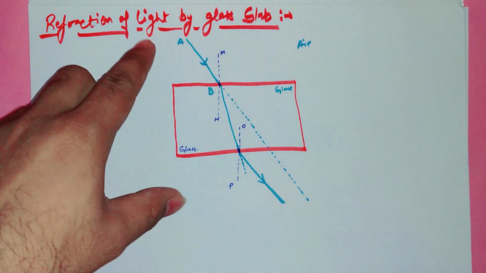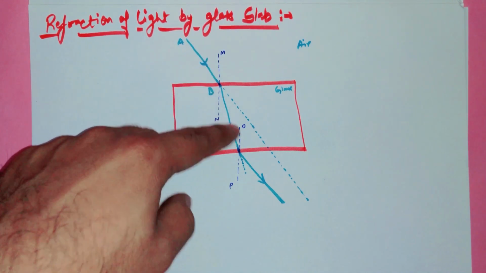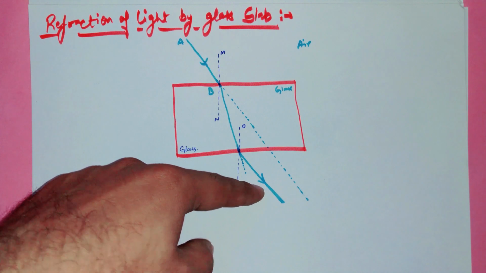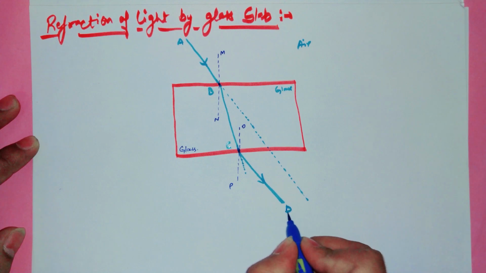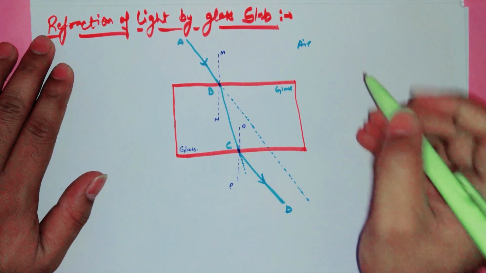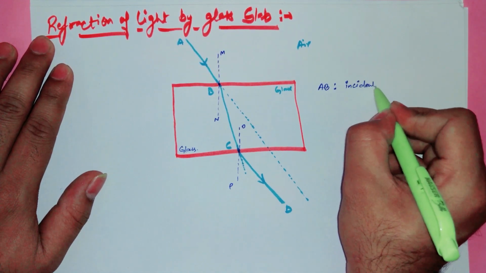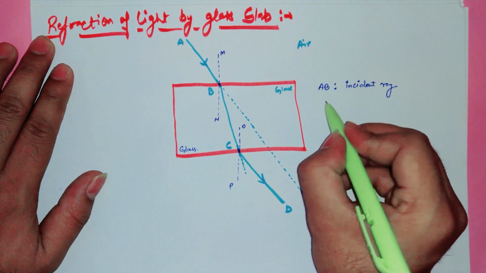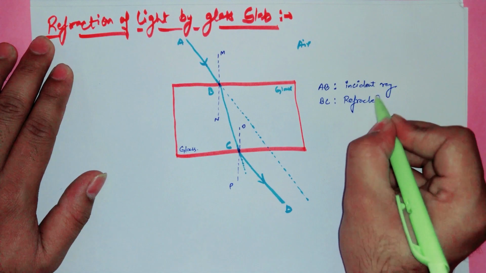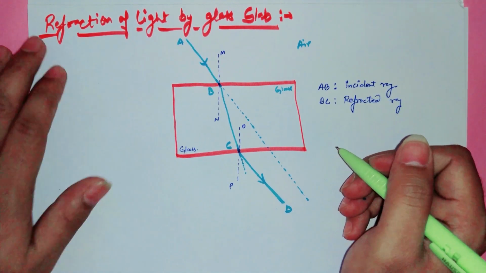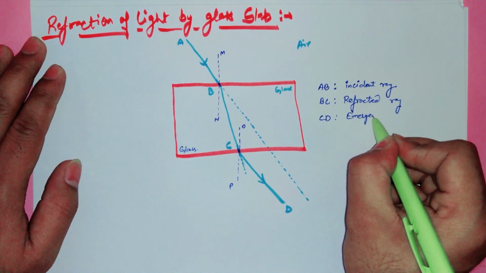So this is called incident ray, this is refracted ray, and this is emergent ray. We can name it, this is A, B, this is C, and this is D. So what is AB? AB is incident ray. BC is refracted ray, and CD is emergent ray.